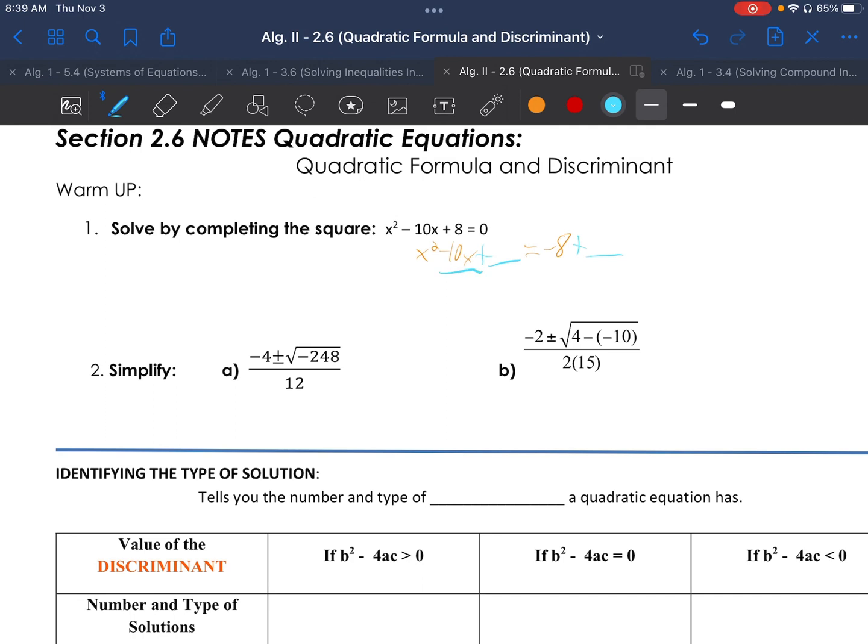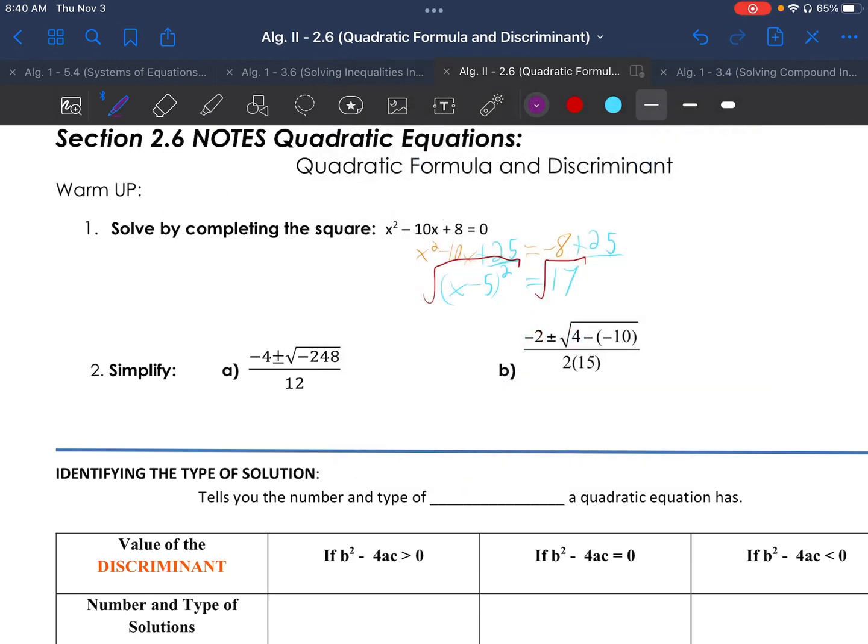Now to figure out what goes in the blank, I take half of my b and square it. So half of negative 10 is negative 5. Square that to get 25. Now I will factor my left side into x minus 5, squared. It's always going to be the variable x and then half of b, squared. Equals on the right side, negative 8 plus 25, which is 17.